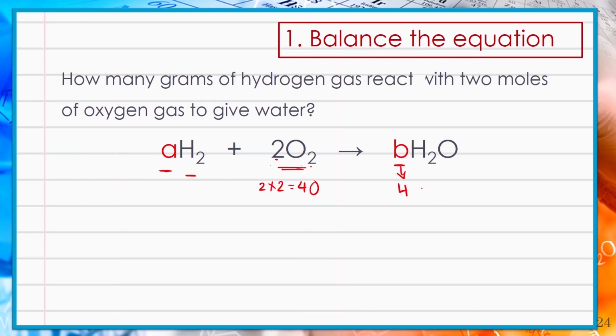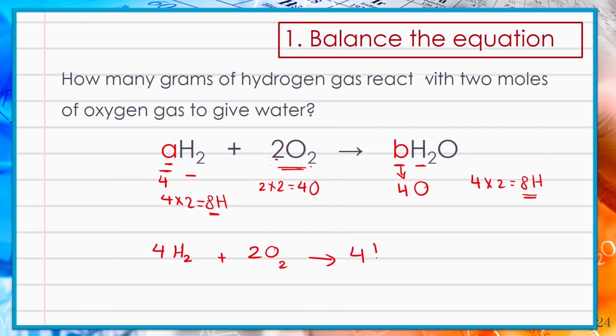Now the number of hydrogen atoms on the product side became 8 atoms. Therefore, we need to multiply H2 by 4 on the reactant side to have 8 hydrogen atoms on the reactant side. Now the balanced equation tells us that 4 moles of hydrogen gas react with 2 moles of oxygen gas to produce 4 moles of water.